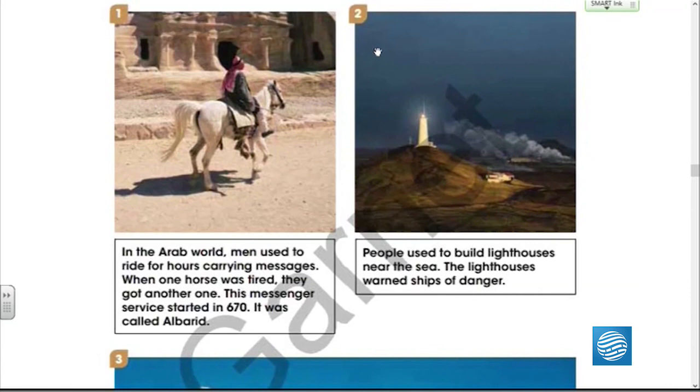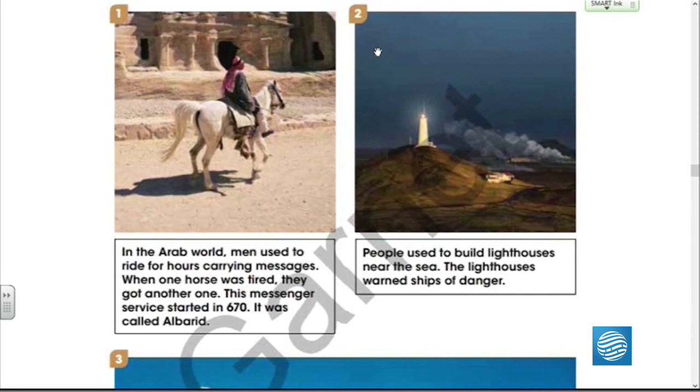In the Arab world, men used to ride for horse, carrying messages. When one horse was tired, they got another one. This messenger service started in 670. It means this is a date, year. It was called Al-Barid. Okay, so now listen and repeat.